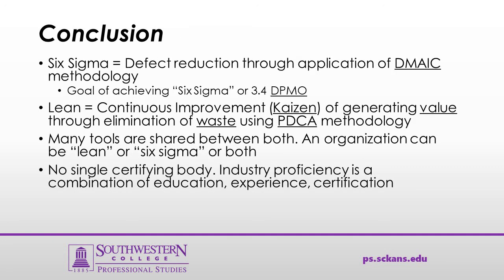Cool. So that is it for the initial introduction to Lean and Six Sigma. Quick conclusion for you guys, or summary. Six Sigma, remember, uses DMAIC, and the goal is 3.4 defects per million opportunities. Lean focuses on Kaizen, or continuous improvement, by generating value through eliminating waste. So again, the difference between Six Sigma and Lean: Six Sigma is defects, Lean is waste. Many of the tools are common between both. You can be Lean or Six Sigma or both.